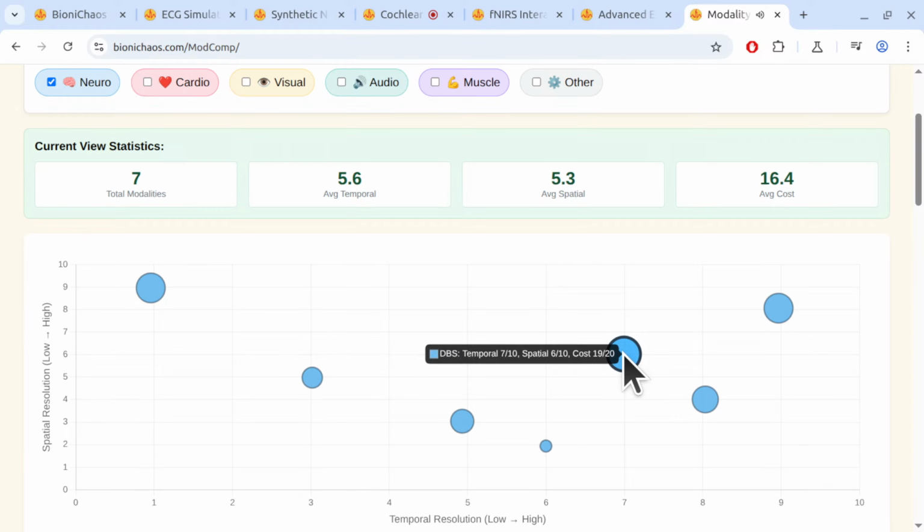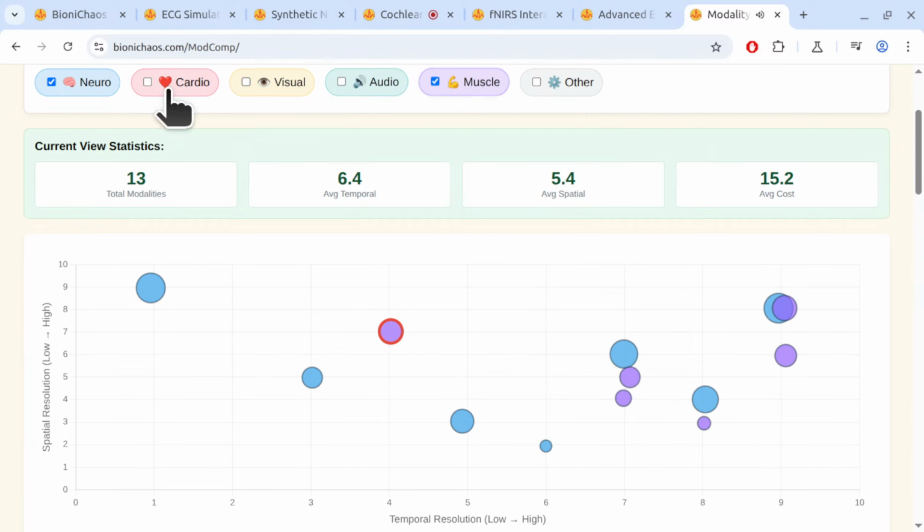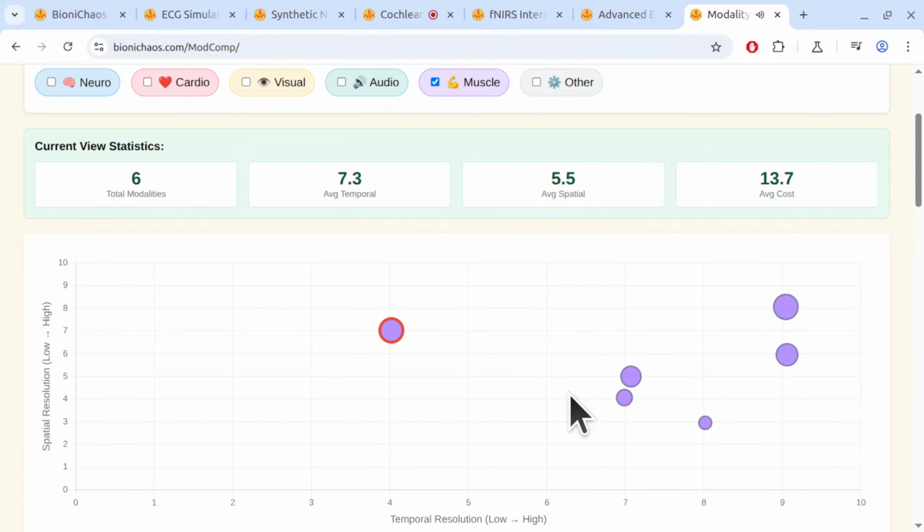Okay, from the complexities of the brain, let's move to something maybe a bit more physical. Let's talk muscle modalities, getting into the nitty-gritty of movement. Right. Electromyography, EMG. Measuring electrical activity from muscles. And again, you see a clear progression. You start with surface EMG, slap some electrodes on the skin, good speed, 8 temporal, spatial's kind of low, 3. Cost is moderate, 9 out of 20. Great for prosthetics, sports science, getting a general picture.